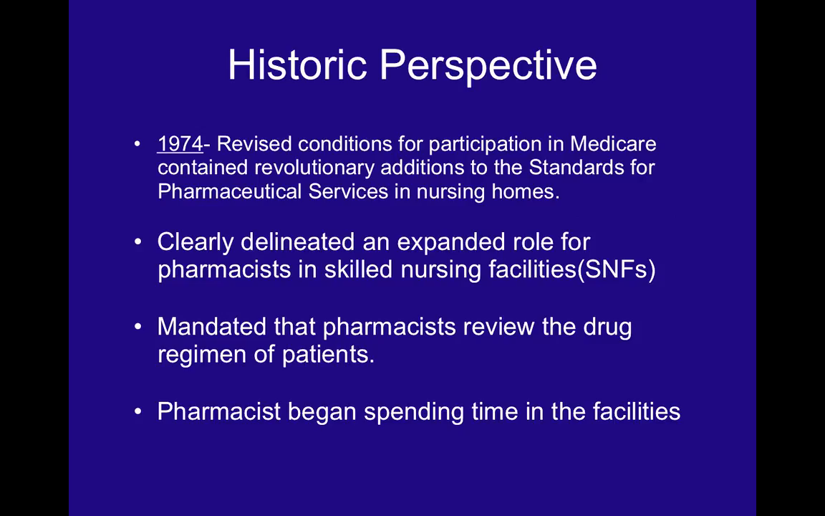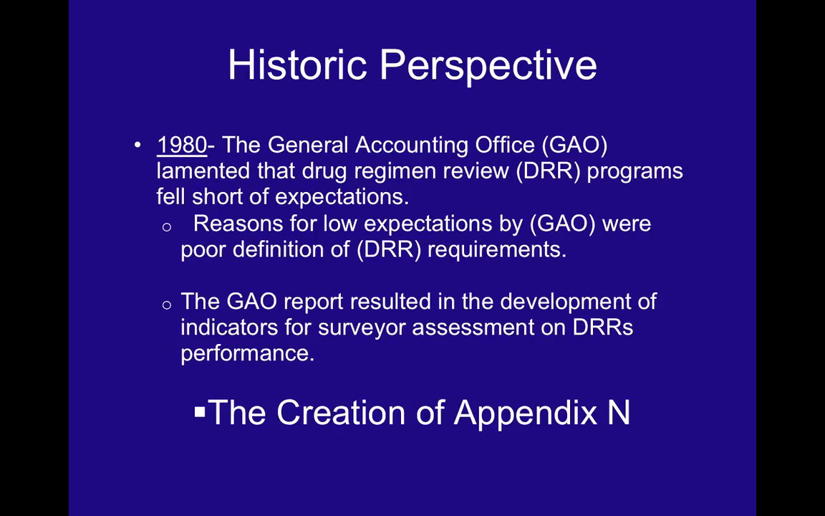In 1974, the standards changed. It was felt that there needed to be more involvement within pharmacy, so it was mandated that pharmacists must review the drug regimen per month. And so we first saw pharmacists spending time in the facilities. In 1980, it was looked at whether these pharmacists, even though they were going to these facilities, were actually doing what they said they would be doing and providing decreased problems with medications.